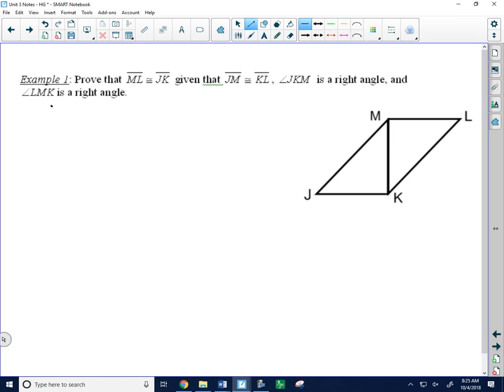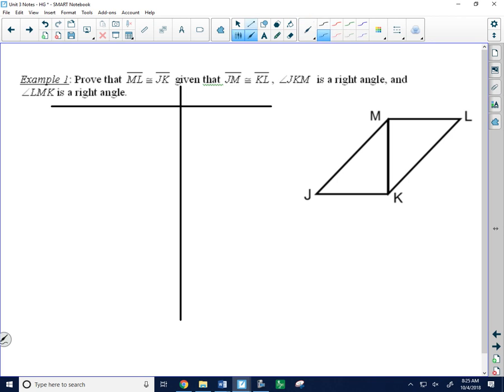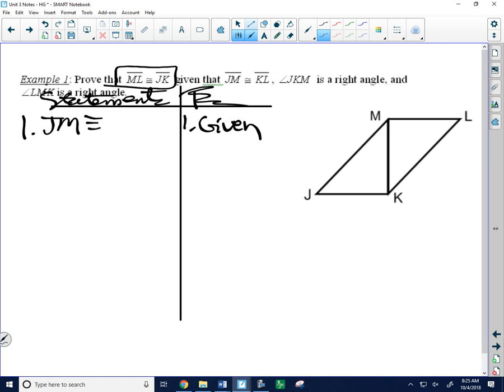So let's do a two-column proof in this one to show we're proving ML is congruent to JK. Okay, that's what we're proving. So the other information is the given. Let's write down. It says given that JM is congruent to KL and angle JKM is a right angle, and so is angle L.